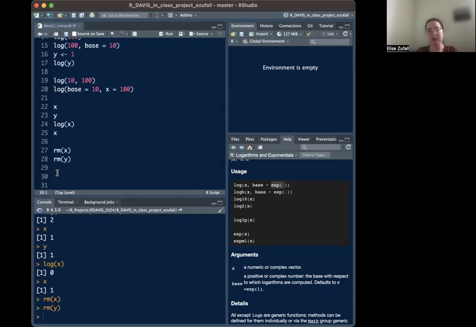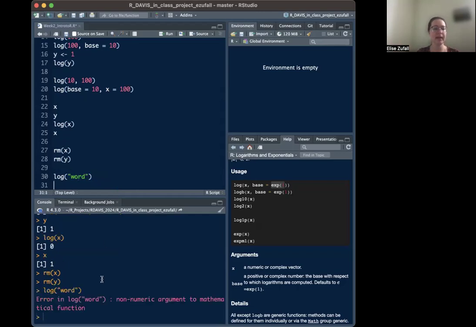So we've been taking log of numbers, but what if we try to take the log of a word? The way you write a word in R is in between some quotes, quotation marks, and it turns a different color. So I'm going to run that. And we get this message that says: error in log("word"): non-numeric argument to mathematical function.